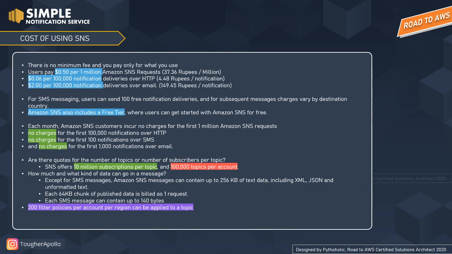So if you do the maths here, if you send a 256 KB SNS message, it will be considered as 4 requests. Each SMS message, not SNS, I'm talking about SMS, can contain up to 140 bytes. And last but not the least, SNS provides 200 filter policies per account per region that can be applied to the topic. So that was a lot of information and I want you guys to read this in the documentation as well for more information.